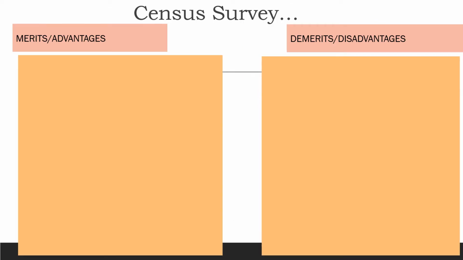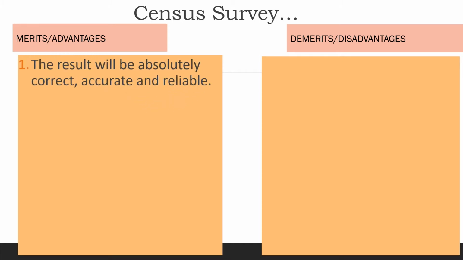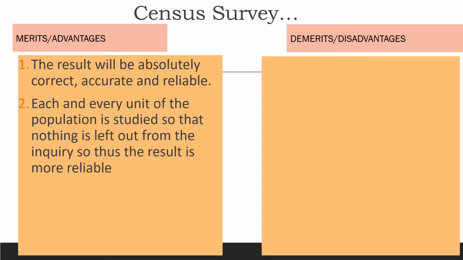Now that we've defined what is a census survey, let us study its advantages and disadvantages. The first advantage: the result that is drawn by means of a census survey will be absolutely correct, accurate, and reliable. There is a high degree of accuracy and reliability. Each and every unit of the population is studied so that nothing is left out from the inquiry. So thus, the result is more reliable.